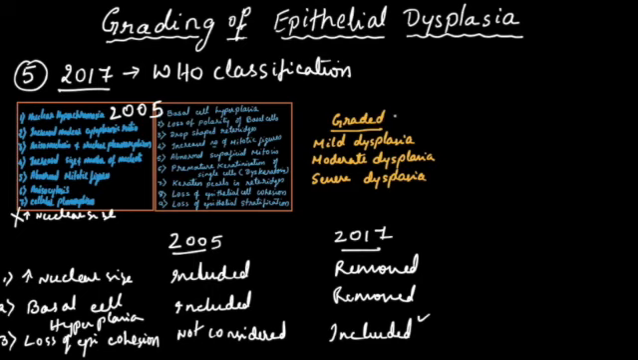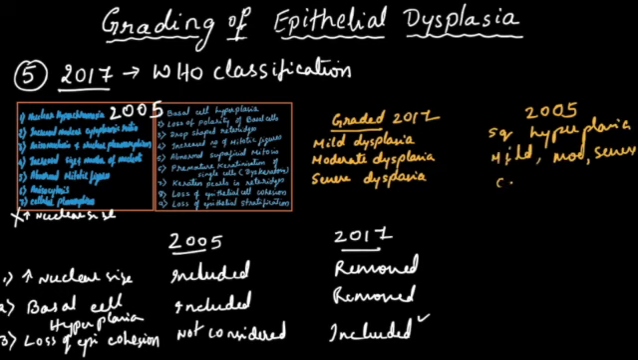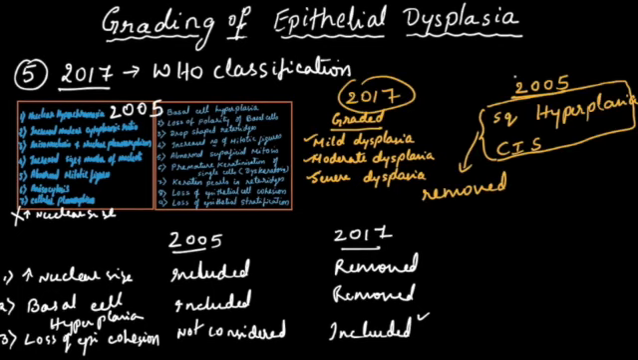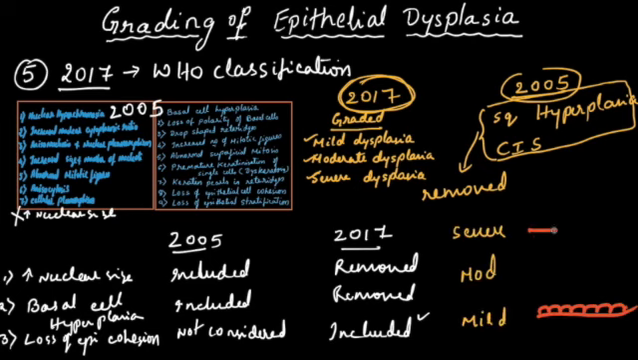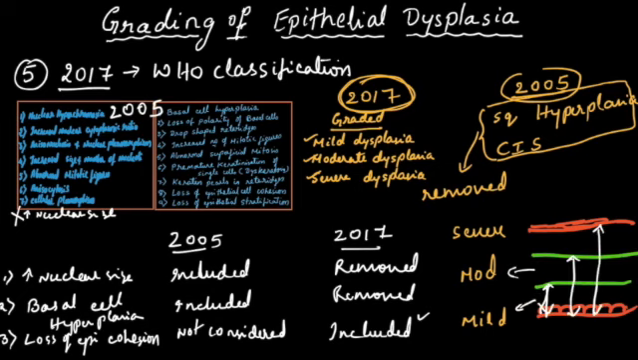Further, the grading was also modified in 2017. In 2005 we had squamous hyperplasia along with mild, moderate and severe dysplastic features and carcinoma in situ. So carcinoma in situ and squamous hyperplasia were removed in the 2017 classification. In both these systems, that is the 2005 and 2017 systems, mild, moderate, severe were based on the levels of dysplasia in the epithelium. The lower third considered mild, up to 2/3 moderate, and above that was severe, similar to the 1978 WHO classification system.